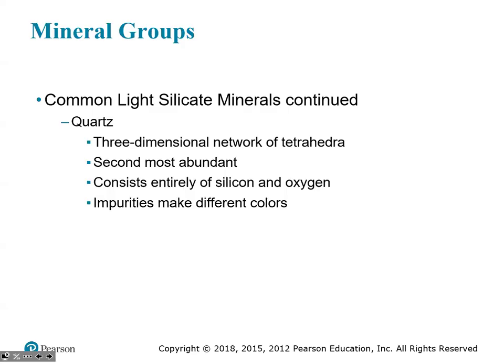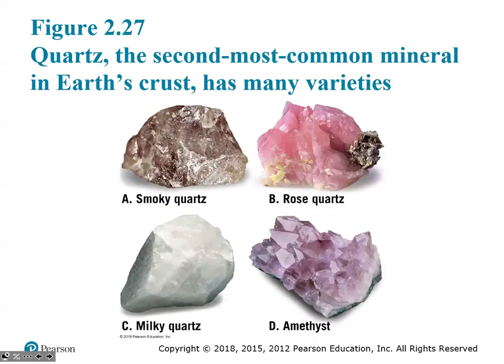And in fact, I think you can manage to grow a quartz that is rainbow colored if you were doing it right. But there are all kinds of crazy things with quartz. A lot of the different colors of quartz have special names, like amethyst. If you've heard of amethyst, that's just purple quartz. So the impurities make different colors. So here are some quartzes: smoky quartz, rose quartz, milky quartz, amethyst. They're all quartz, but they all have different colors and different impurities.